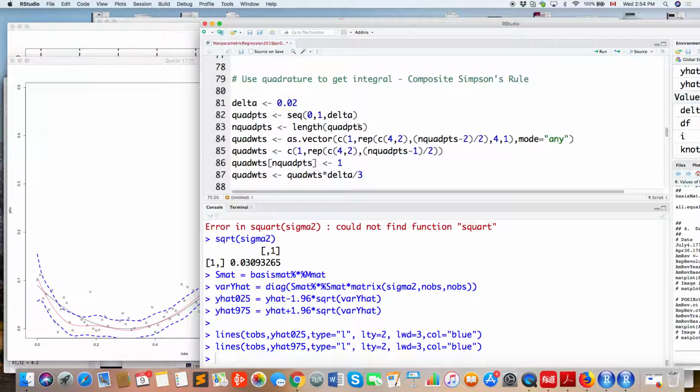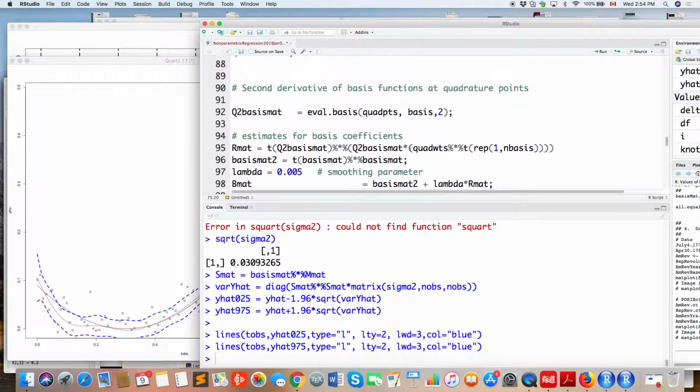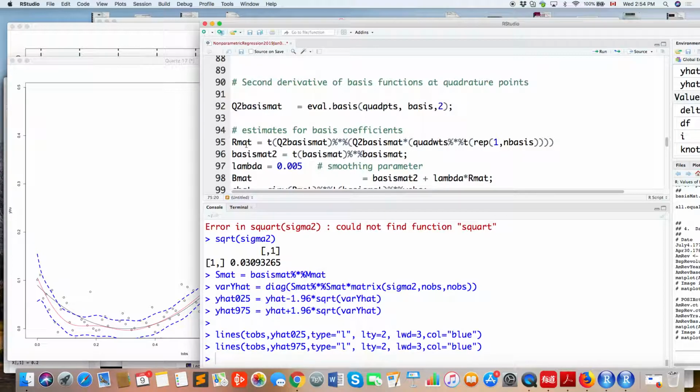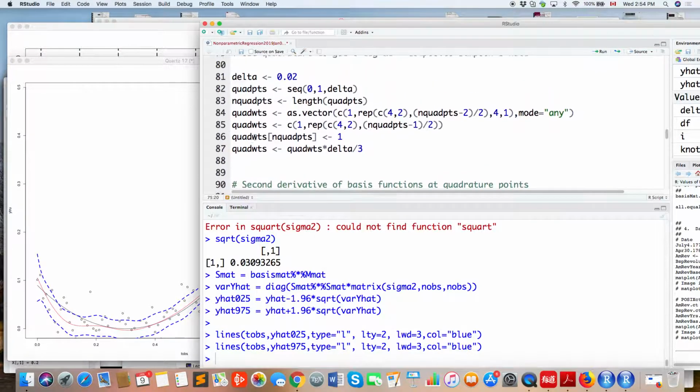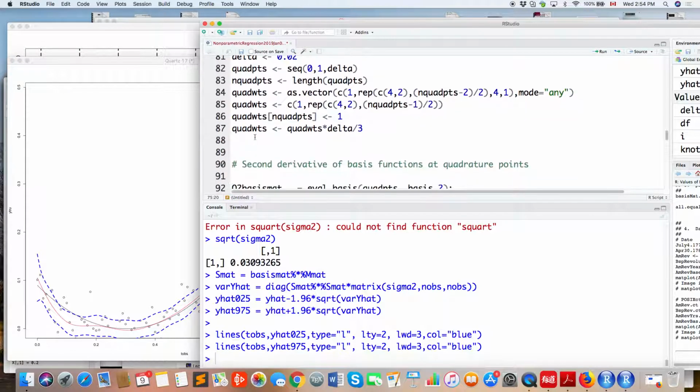So for the smoothing splines, a big thing is to find out the R matrix. In the formula we have the matrix R. For the R matrix, basically it's the integral of the second derivative of the basis function times the transpose of the second derivative of the basis function.